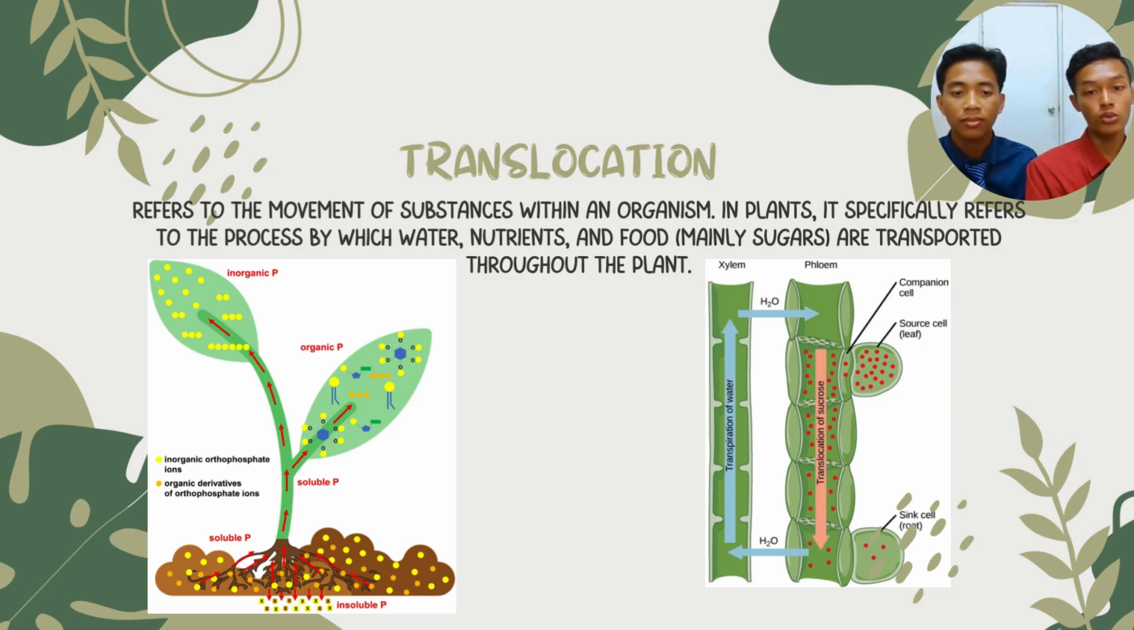Next, we have translocation, which refers to the movement of substance within an organism. In plants, it specifically refers to the process by which water, nutrient, and food, mainly sugar, are transported throughout the plant.